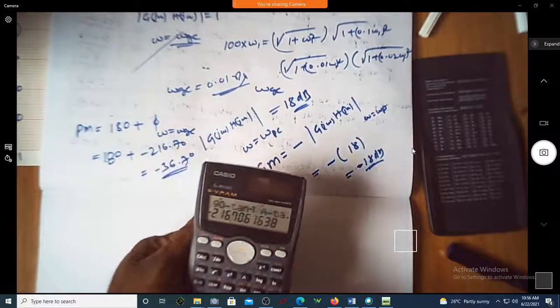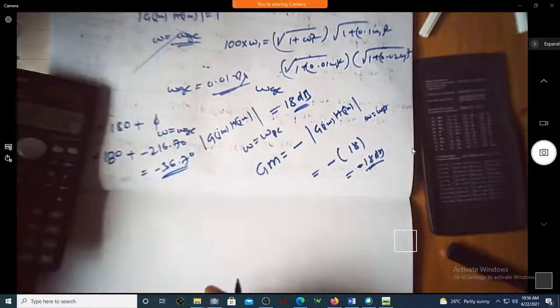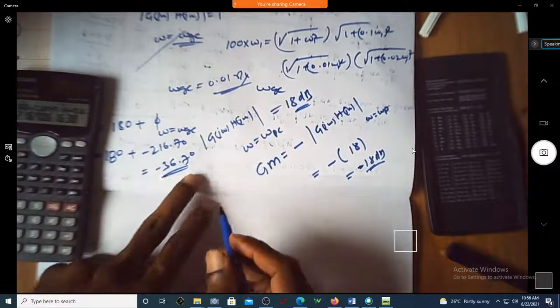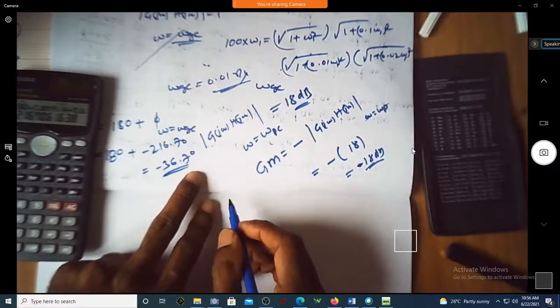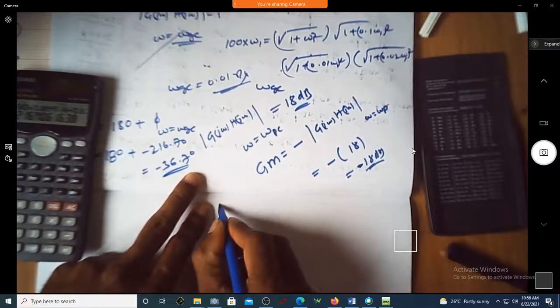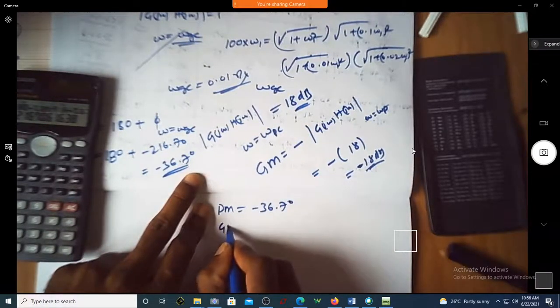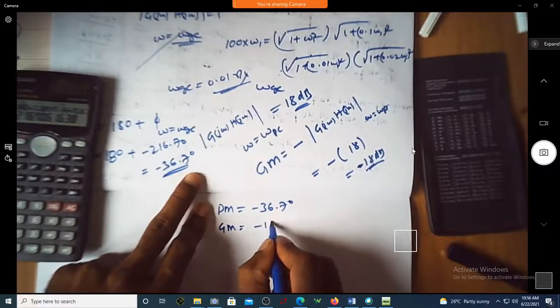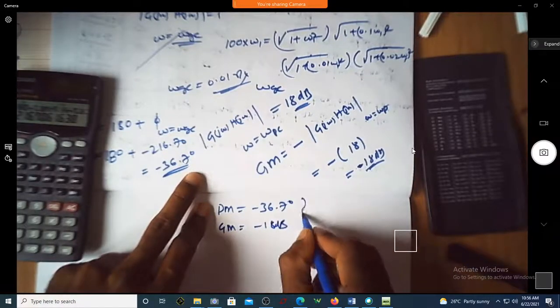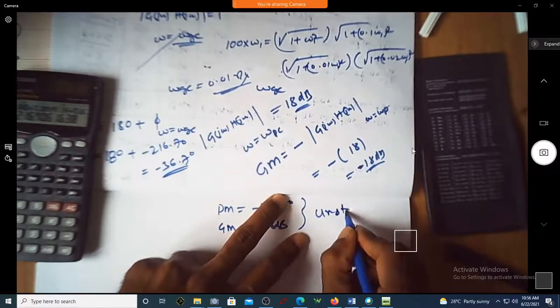Is anybody seconding my answer? This is maybe some errors. Yeah. So phase margin is minus 36.7 degrees. Gain margin is minus 18 dB. System is unstable.